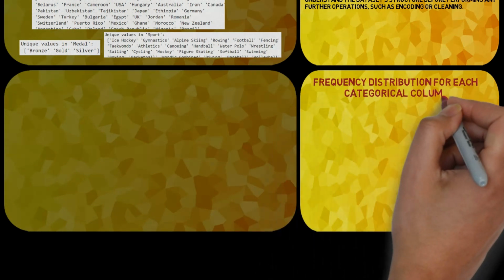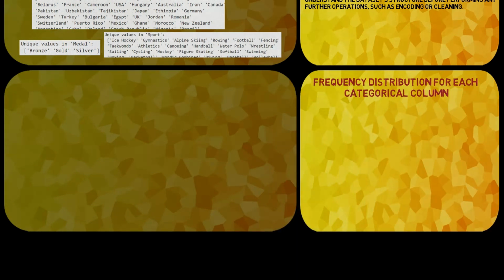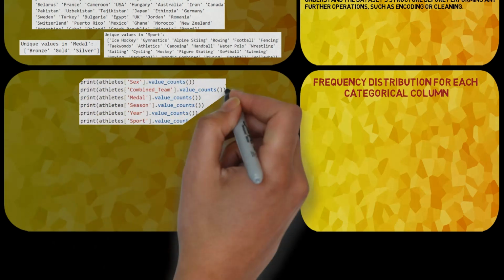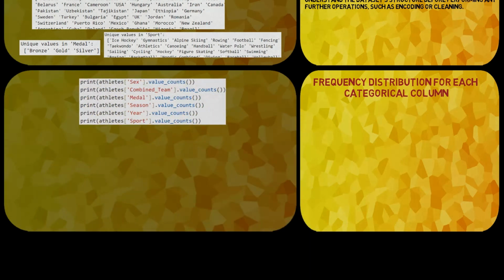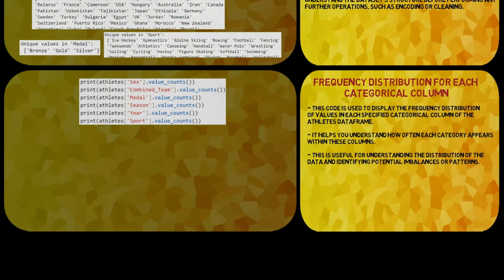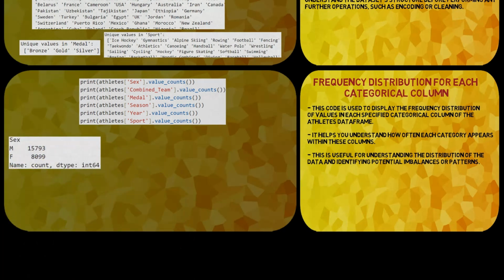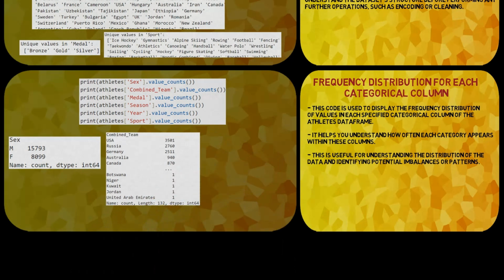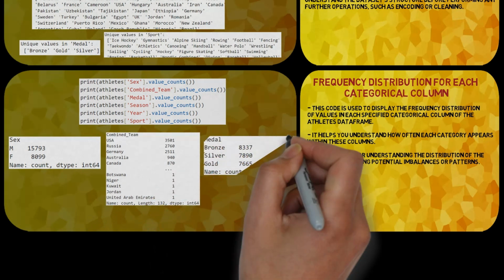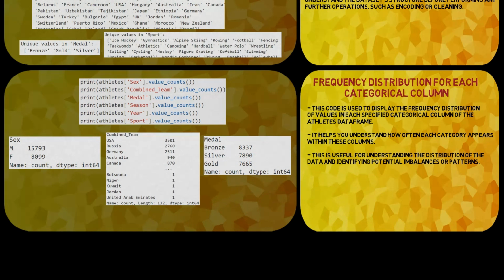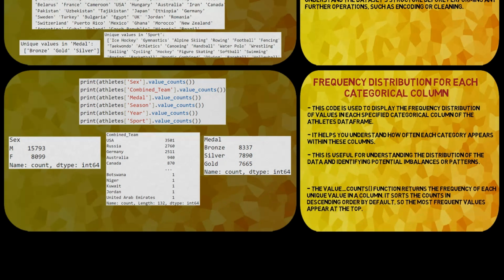Frequency distribution for each categorical column. Understanding how often each category appears in our dataset is essential, so we calculate the frequency distribution of values in key categorical columns. This helps us spot any imbalances or patterns in the data, ensuring we understand the distribution of our categories. The value counts function returns the frequency of each unique value in a column. It sorts the counts in descending order by default, so the most frequent values appear at the top.